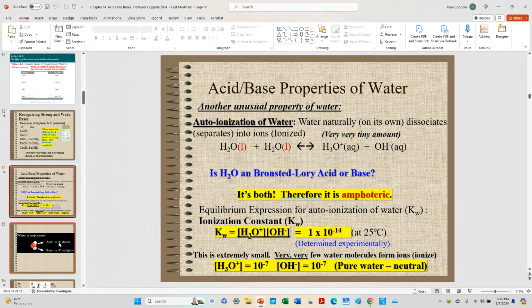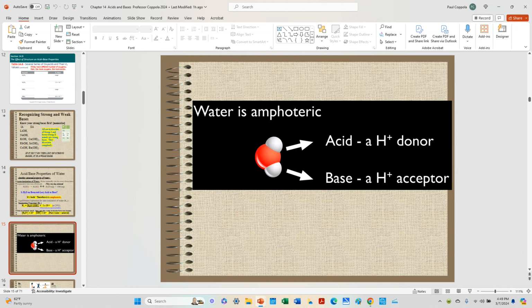Okay, and then in the next slide, basically showing the same thing, that water is amphoteric. It can act as a weak acid or a weak base.